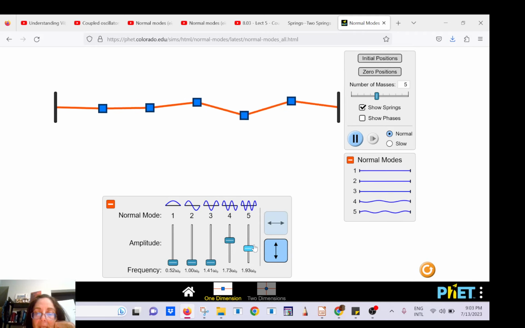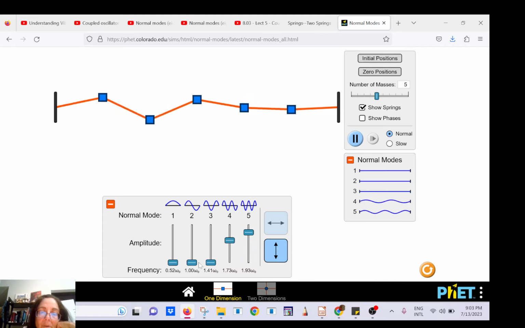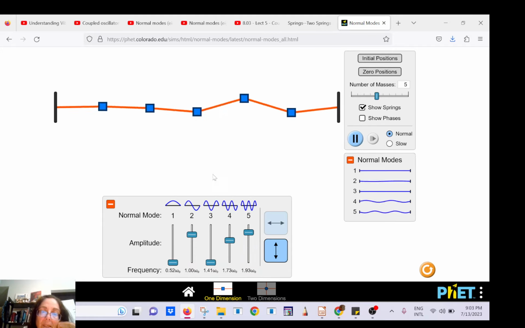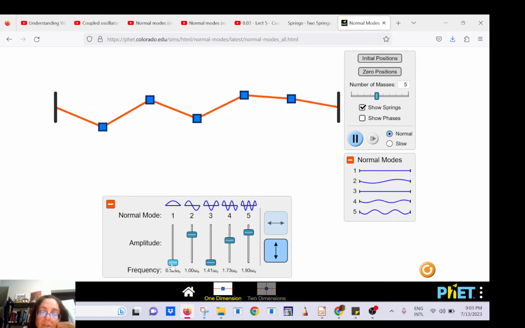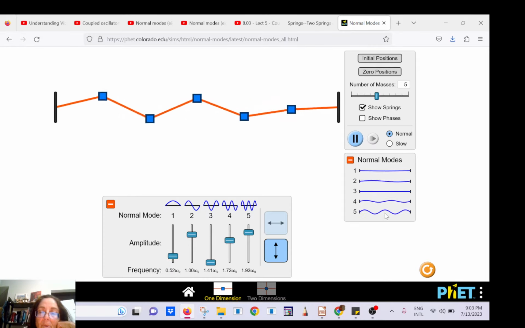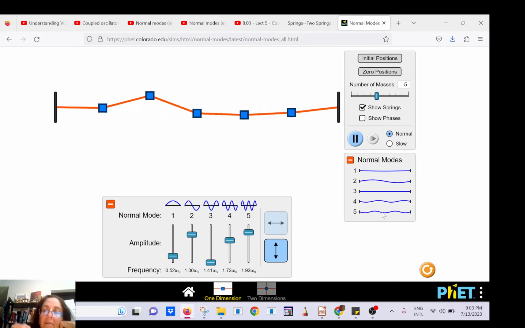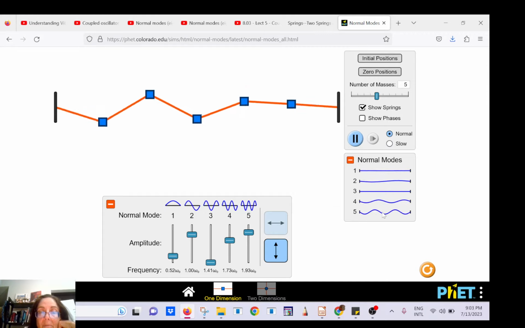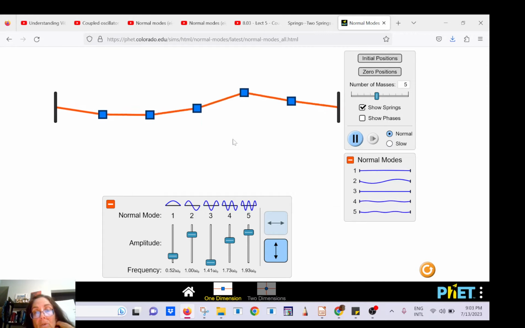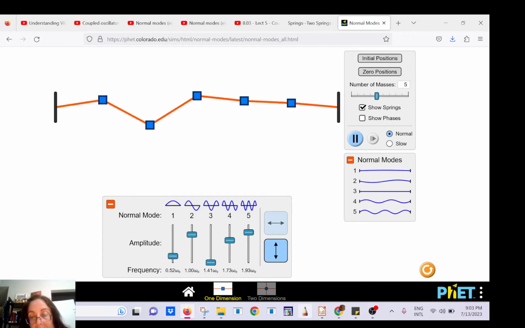And then, of course, if you disturb it randomly, it's going to start to shake in an interesting way, which is a superposition of all the modes. So if you take all this waveform, you add them together in a weighted sum, that's what you're going to get at a time t.